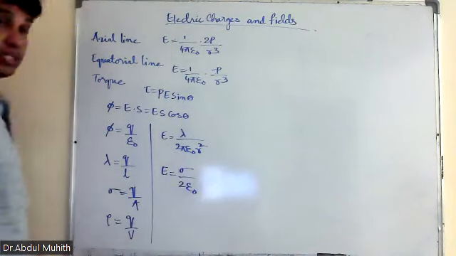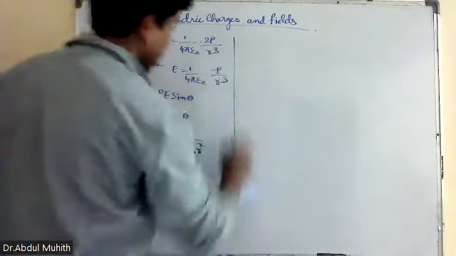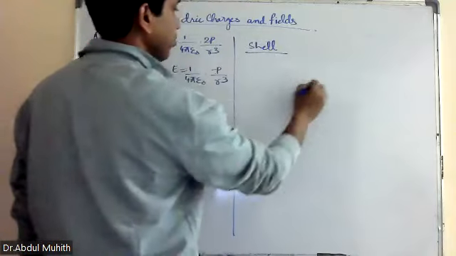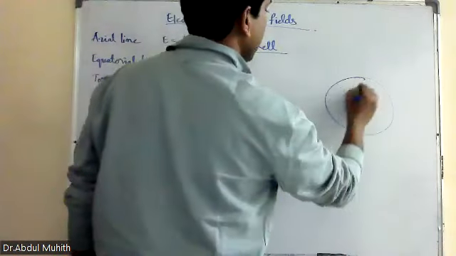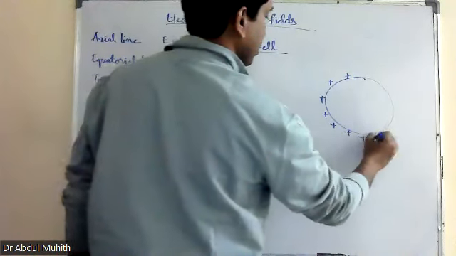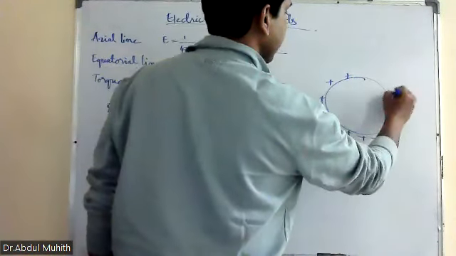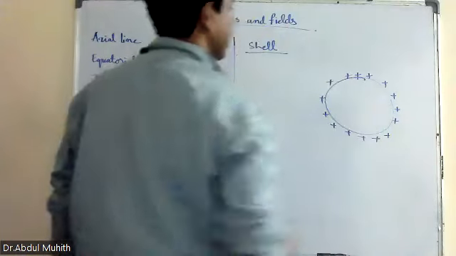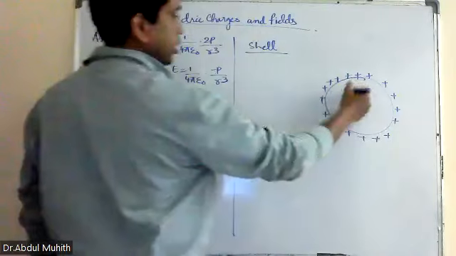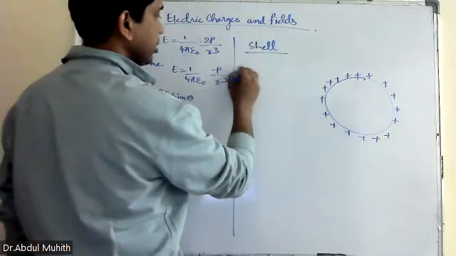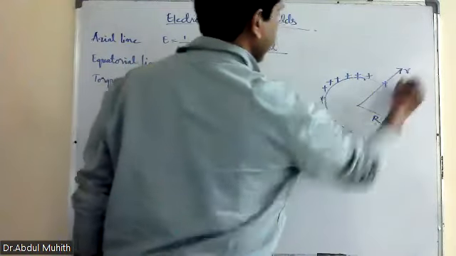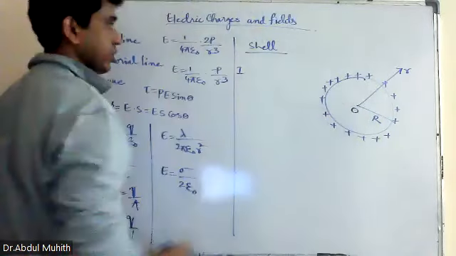So we'll go with the last one today, that is the shell. In the shell, what happens? Suppose this is the shell. These are the charges residing on the surface of the shell. Shell means you can think of a metallic football. There is no charge inside. Here capital R is the radius and small r is the vector from the center to a certain point.